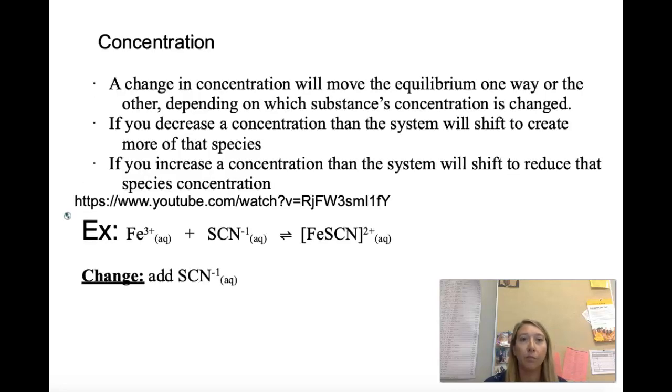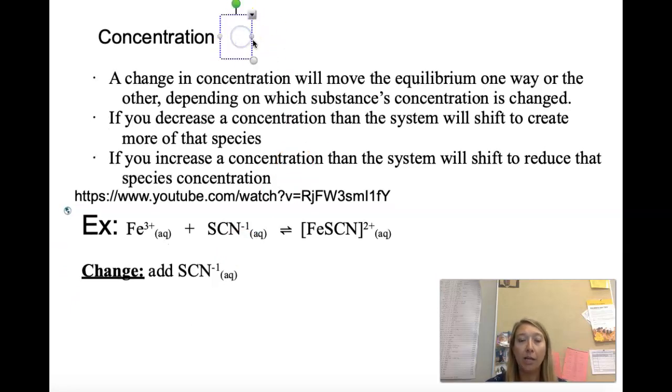First one we're going to look at is concentration. It's really important to recognize that when we are talking about concentration, this only applies to some states. This only applies to aqueous and gas.